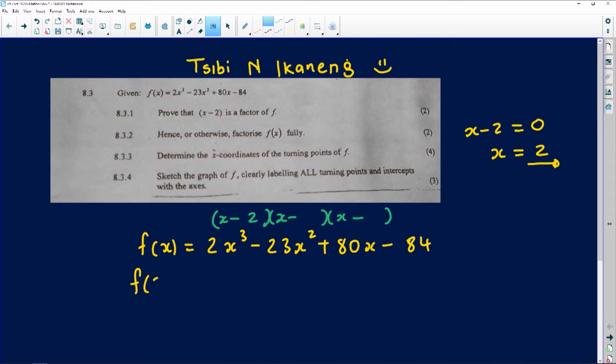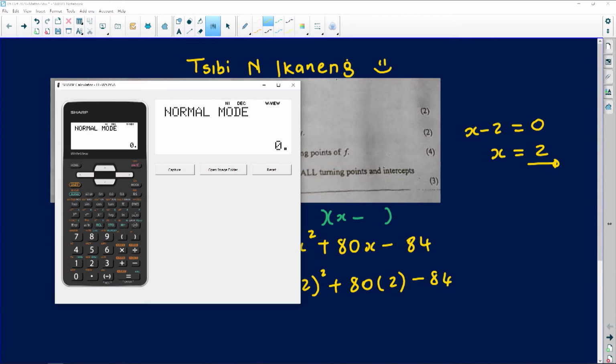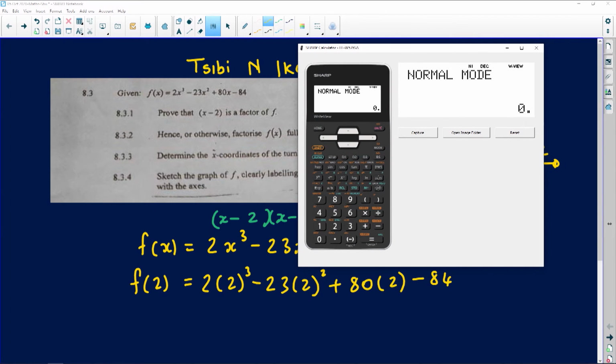So I'm going to try and substitute 2 here. It will be 2 into 2 to the power of 3, minus 23 into 2 squared, plus 80 into 2, minus 84. Then you're obviously going to fetch your calculator and figure out if it does indeed agree that the solution to this is going to become 0.